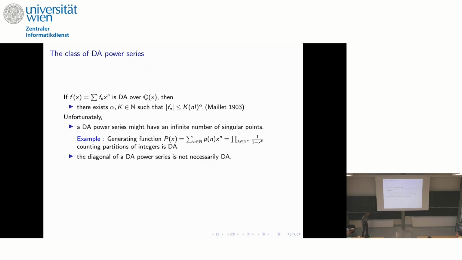And finally, the diagonal of a differentially algebraic power series is not necessarily differentially algebraic. So here is an example that I found in the Lipshitz and Rubel paper. You consider this theta function here and the exponential function, and both of them are differentially algebraic, but it happens that the diagonal of this product is this function, which is not differentially algebraic. It's an argument on the gaps between exponents in your expansion.